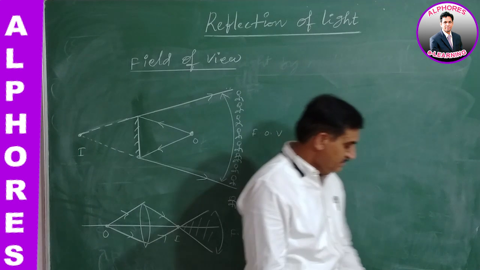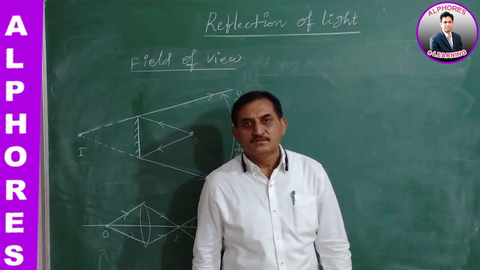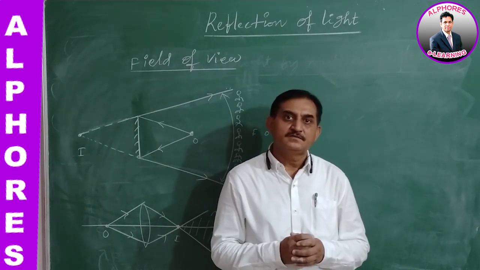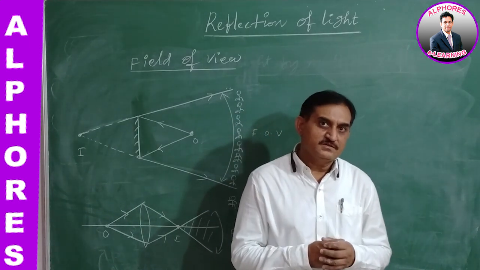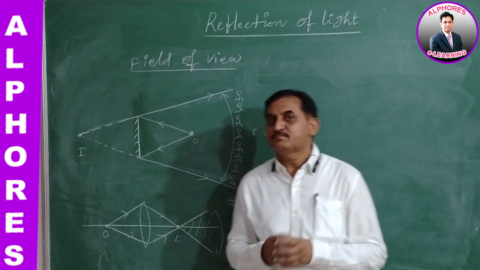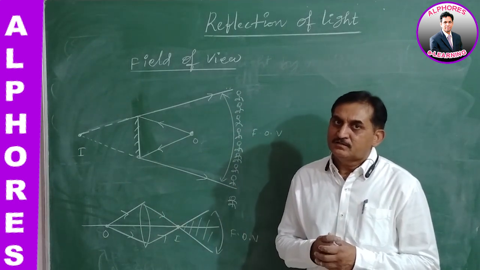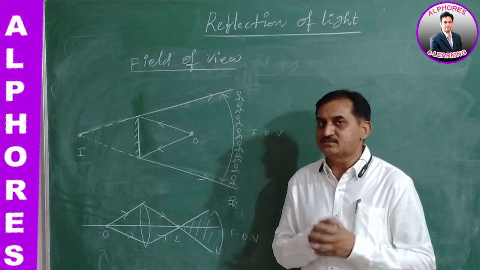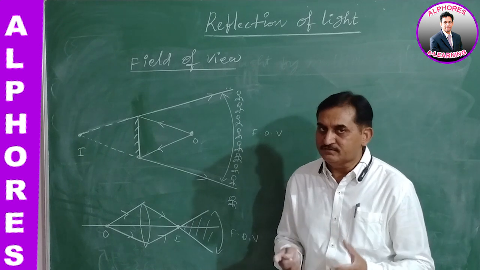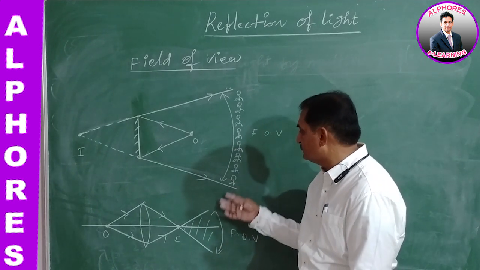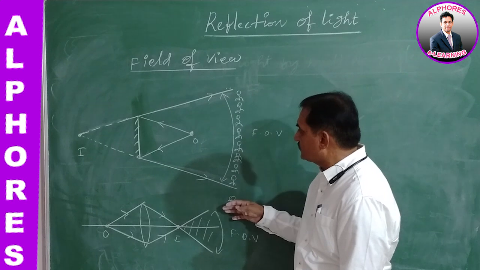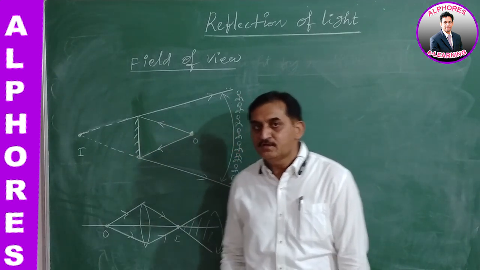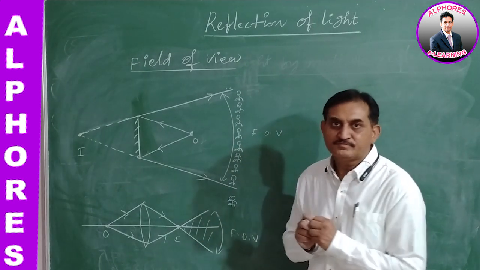I remind you once again, the field of view is the region where the divergent light coming from the object or the image is present. Then the observer can see that image or object. Otherwise he can't see. By this example I clearly explained that if an observer is outside of this region, he can't see the image. So this is called field of view.